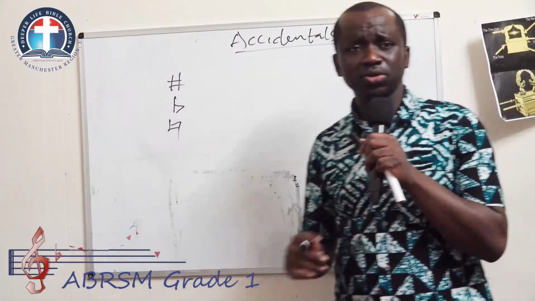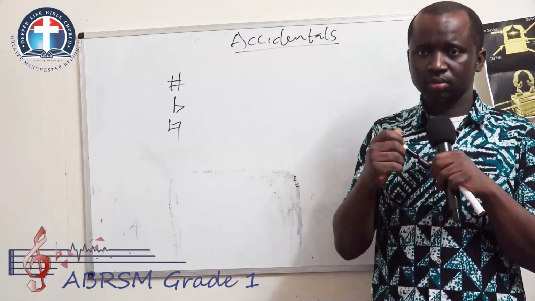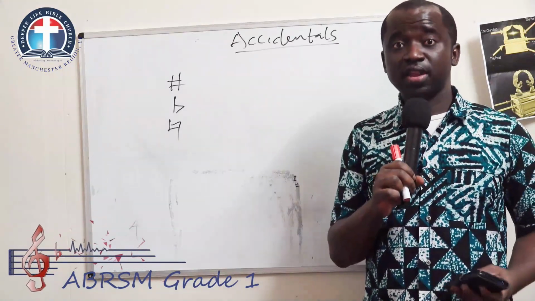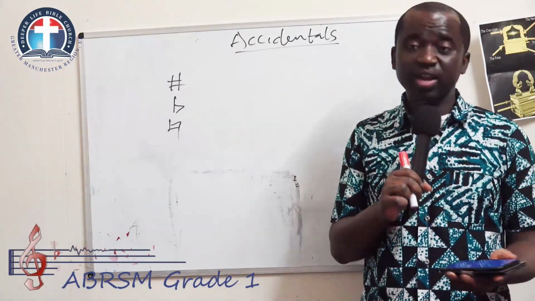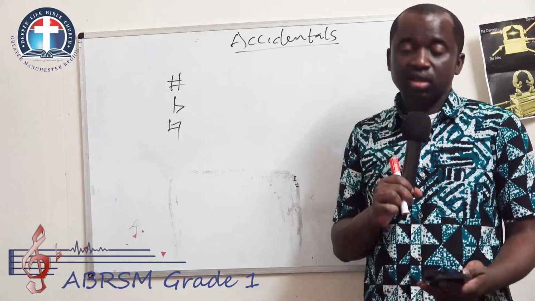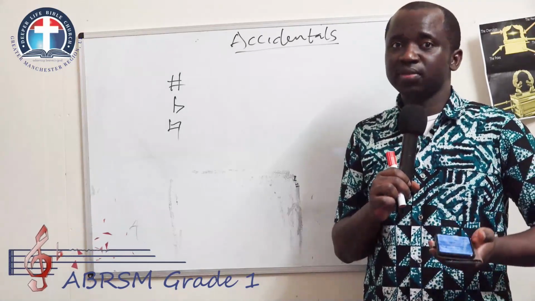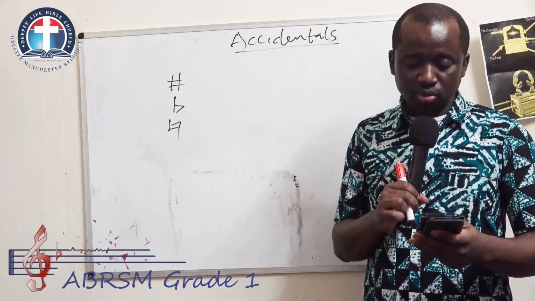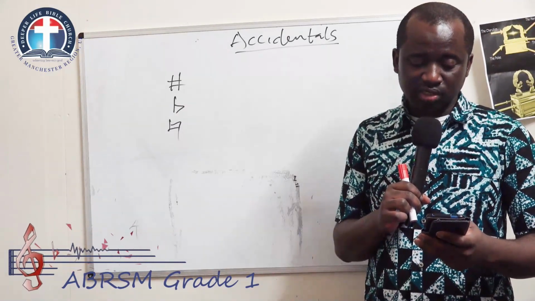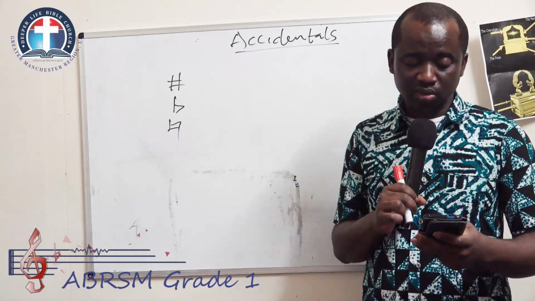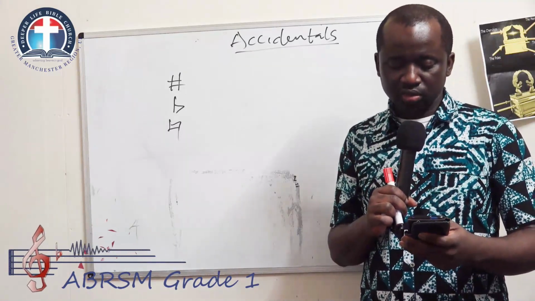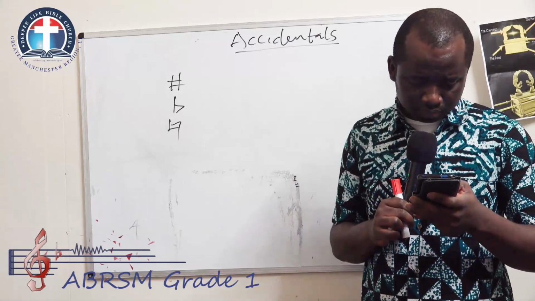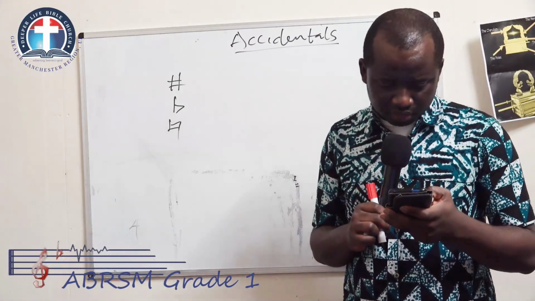What does a sharp do? Sharp raises a note by a semitone. And a flat reduces a note by a semitone. What does a natural sign do? It brings a note back to the original level.